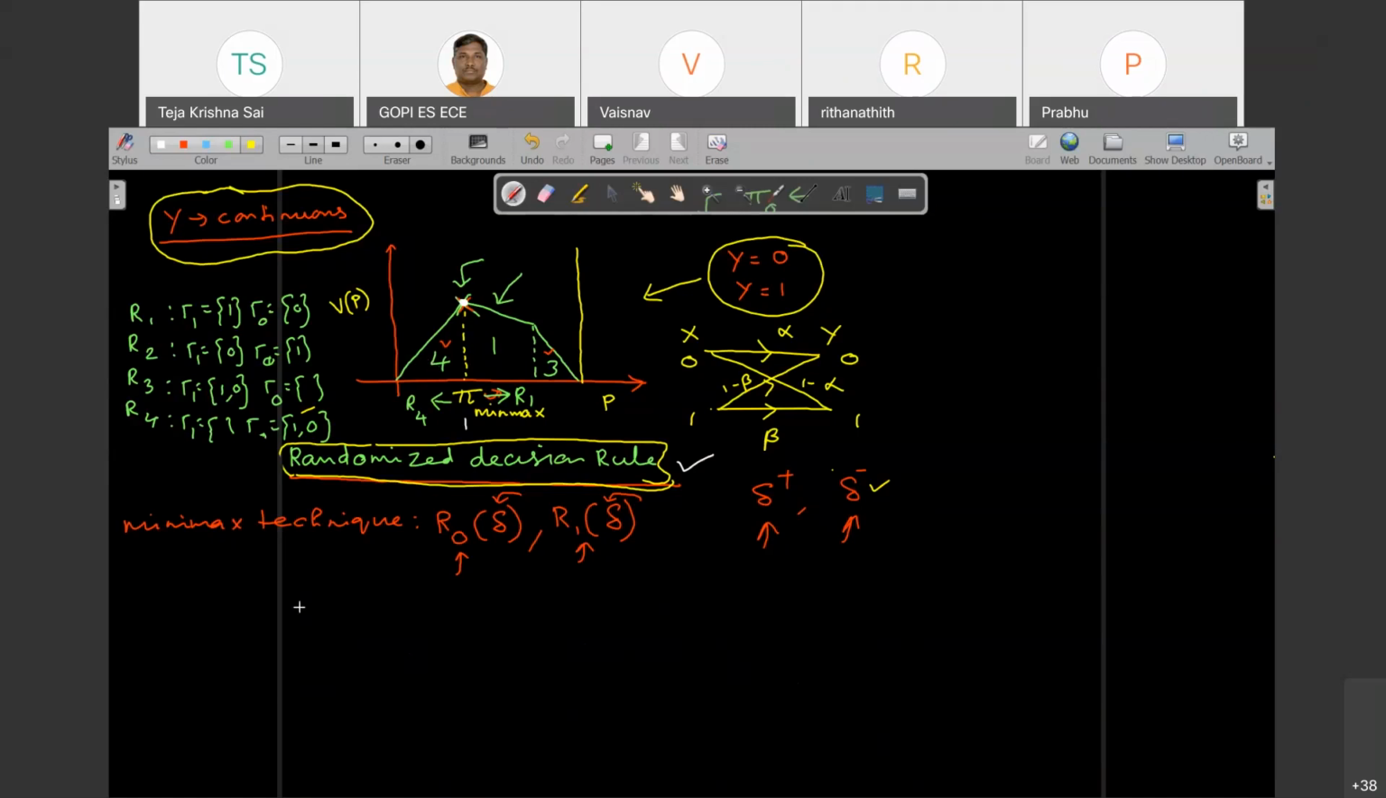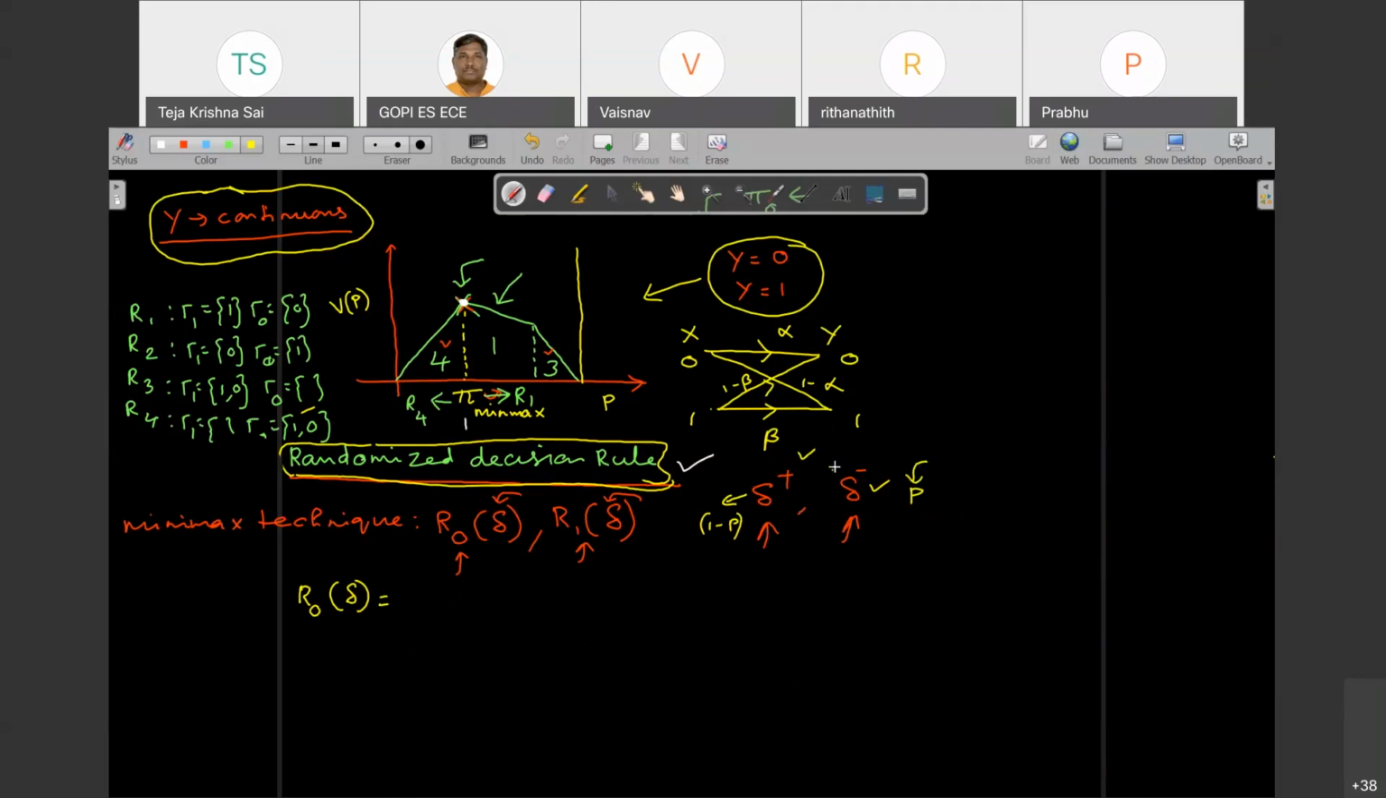So now you are going to find out this average conditional cost R naught of delta. As I told you, these two rules you are going to use with some probability. Let us assume that probability to be P here, and of course the other probability is going to be 1 minus P. Let me choose this as P and this one as 1 minus P: delta minus with P and delta plus with 1 minus P.